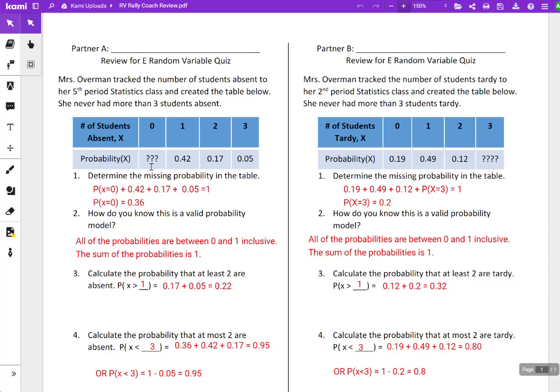We don't know what percent of the time they weren't there. 1 student absent, 42%, 2 students absent, 17%, and 3 students absent, 5%. Then I ask you to determine the missing probability in the table. So what has to happen is all 4 of these must add up to 1. So I say, okay, 0.42 plus 0.17 plus 0.05.